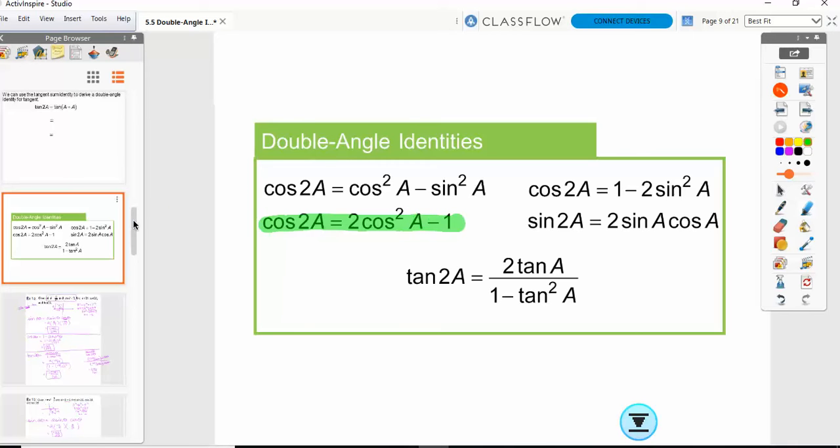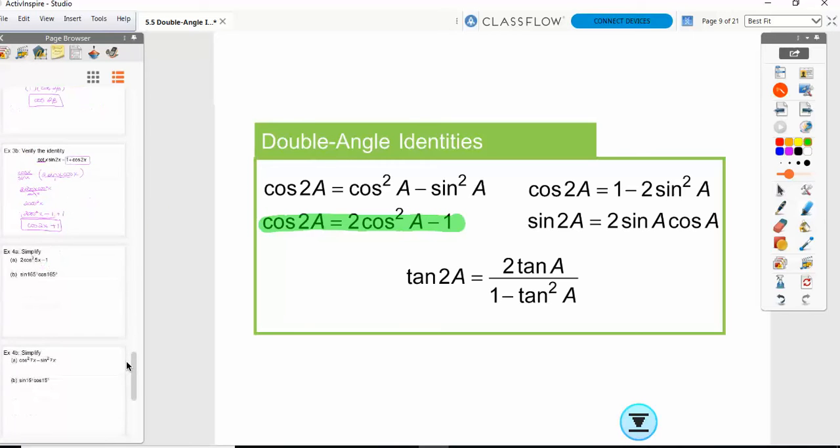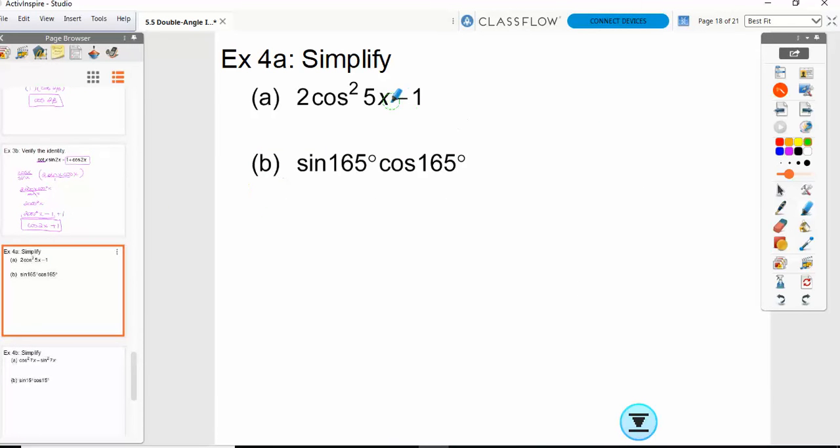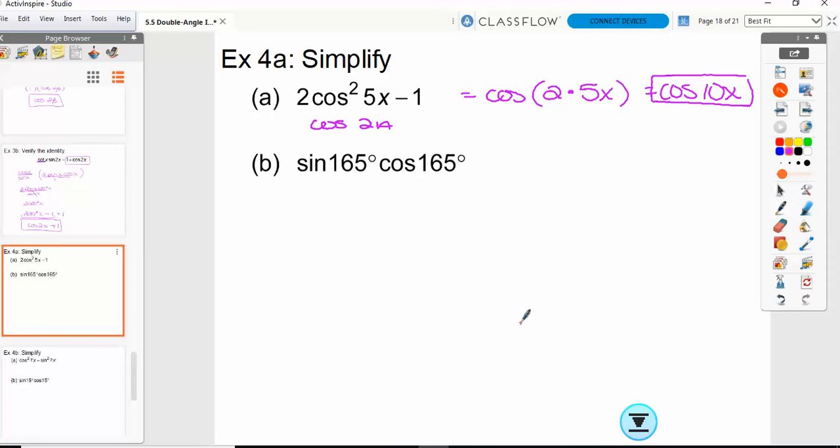So my A in this case is the 5x. So this is the cosine 2a formula. A is our angle, which is 5x. So we get cosine 10x. And that's as far as we can simplify it.